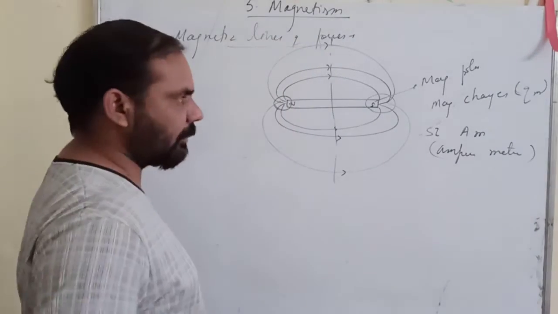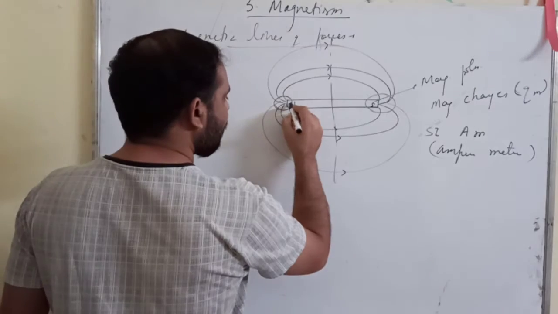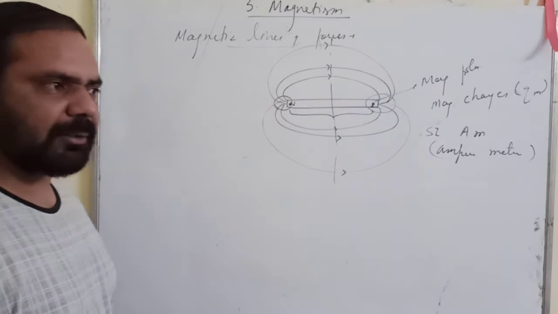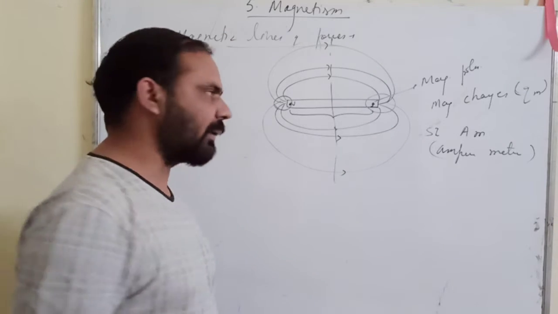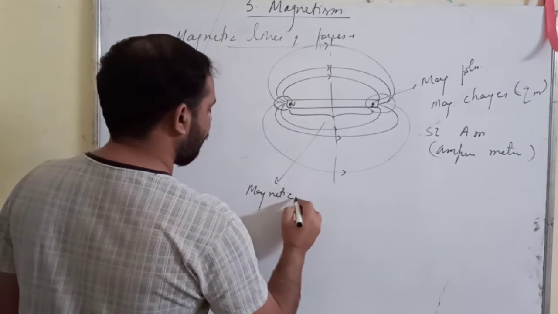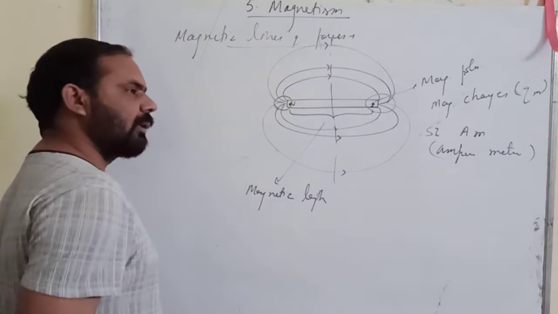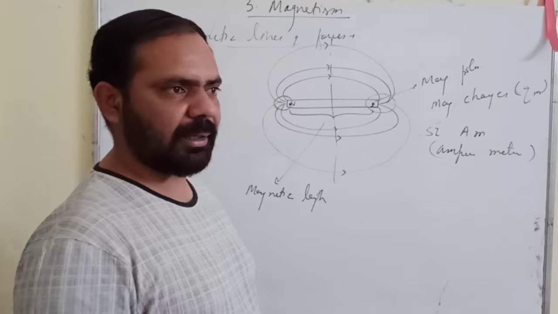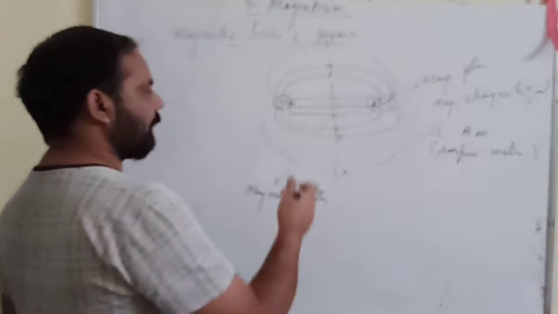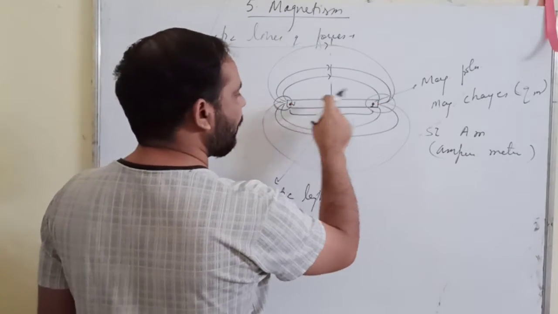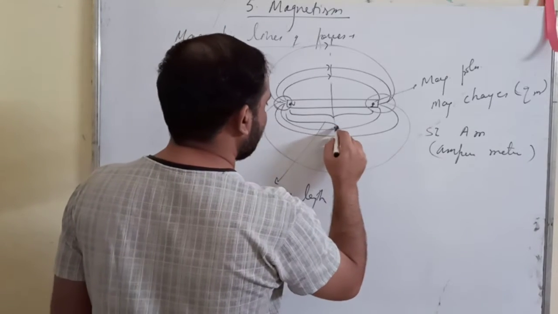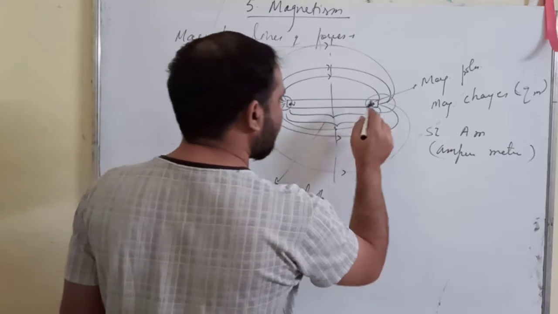Now, the next term is magnetic length. The distance between the magnetic poles of a bar magnet is called the magnetic length. It is just like the length of the electric dipole. The gap between the two equal and opposite charges was the length of the electric dipole. Here, the gap between the two magnetic poles is called the magnetic length, the gap between the two ends of the bar magnet.